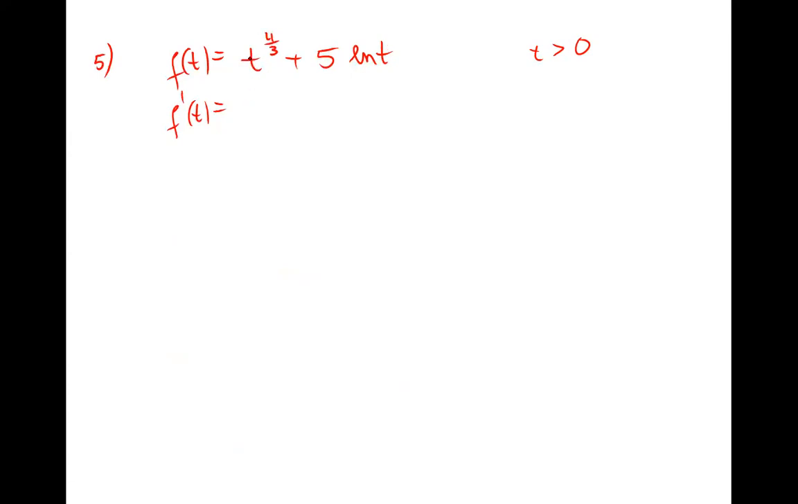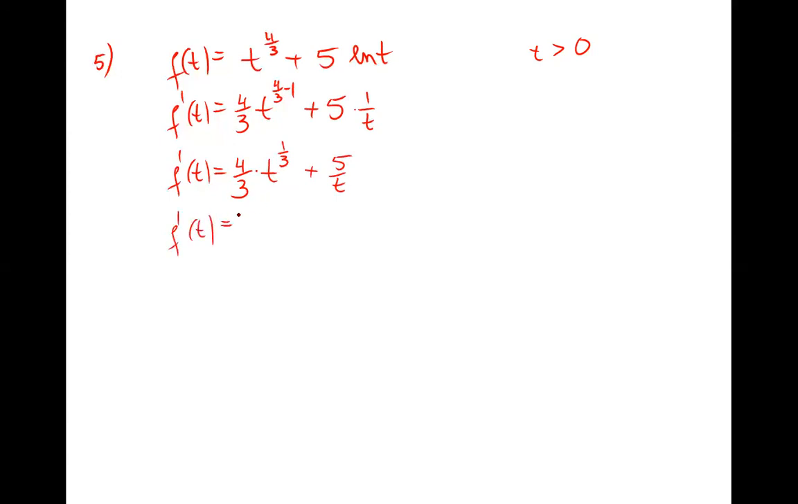T to the power of 4/3 is 4/3, t to the power of 4/3 minus 1. Copy a constant 5, and now derivative of the natural log of t is just 1 over t. And we do not have any chain. Let's clean it. 4 over 3, t to the power of 4/3 minus 1 is just 1/3. And 5 over t. And maybe just in case, 4 over 3 cube root of t. And this one, I think, looks good.